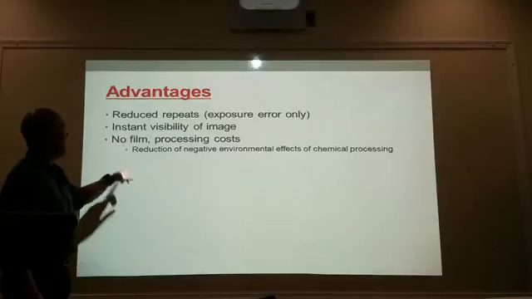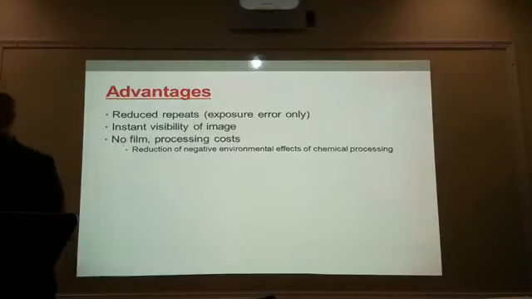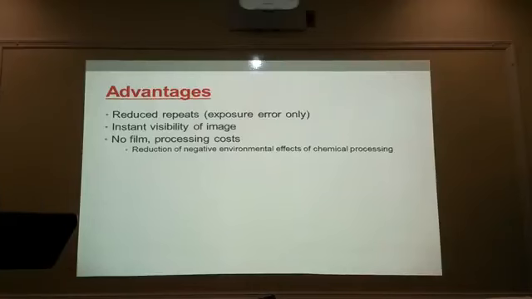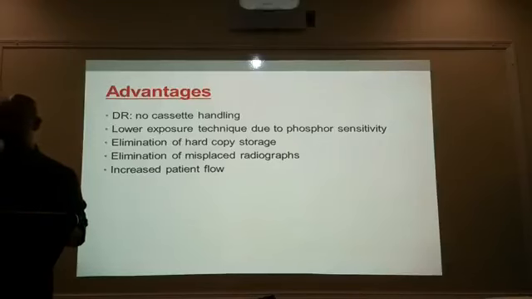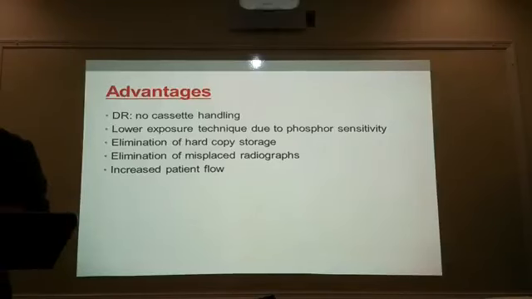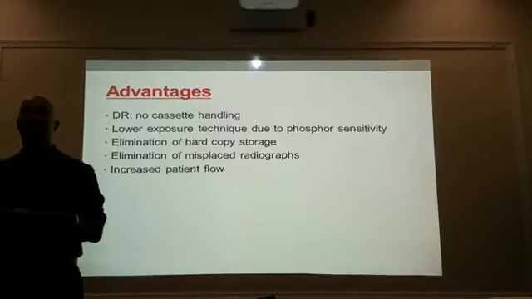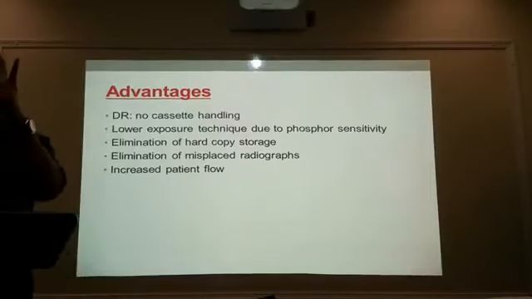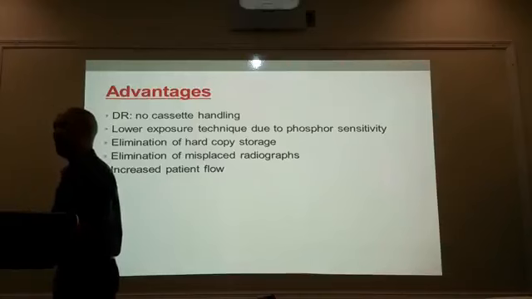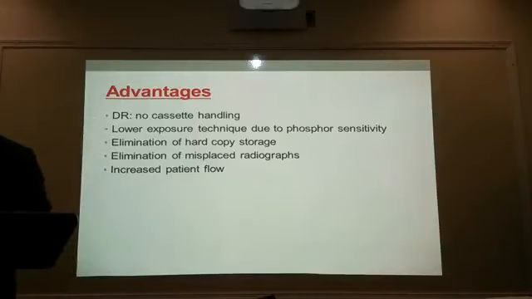Okay? Instant visibility, no film processing costs, a reduction of negative environmental effects due to chemical processing. With direct radiography, no cassette is involved. Because of the phosphor sensitivity, we can even use lower technical factors. Isn't that great? We can use lower technical factors, but we still have to fall within those S and EI numbers. Okay? Elimination of hard copies. Elimination of misplaced radiographs. Instead of 90 seconds per film, now we're doing 20 seconds per imaging plate. Can we get more patients through our department? Sure can. So we've got increased patient flow.